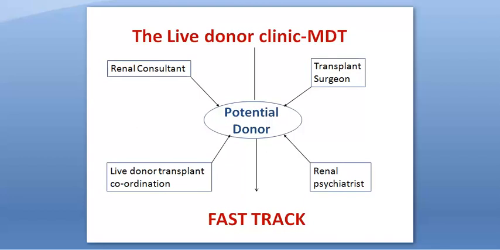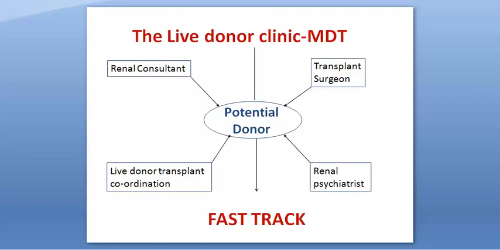Having the live donor clinic in a multidisciplinary team approach with the potential donor in the center, it should include a renal physician for medical assessment, a transplant surgeon for surgical assessment, and the live donor transplant coordinator, as we've discussed, an essential role for fast tracking, filtering and triaging of unsuitable donors. And some live donor clinics might have renal psychiatrists, which would help in assessing potential donors and altruistic donors.